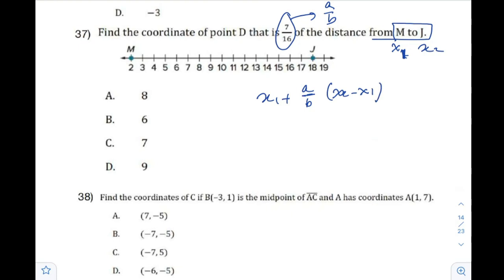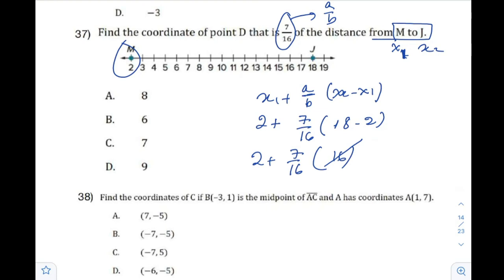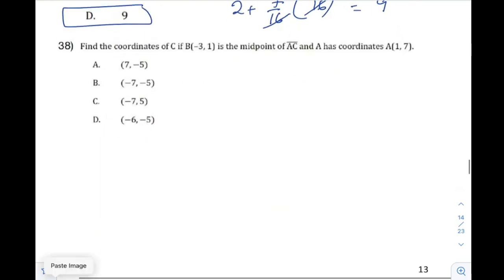x1 is M, which is 2. A over B, 7 over 16. x2 minus x1, which is 18 minus 2. So 2 plus 7 over 16 times 16. 16 goes with 16. 2 plus 7 is 9. The numbers are nice. Find the coordinate of C if B is this one.